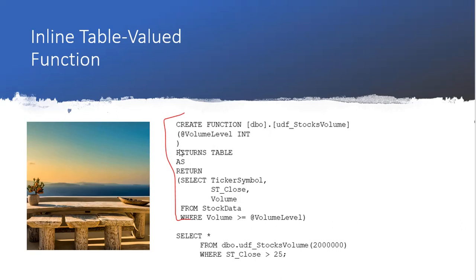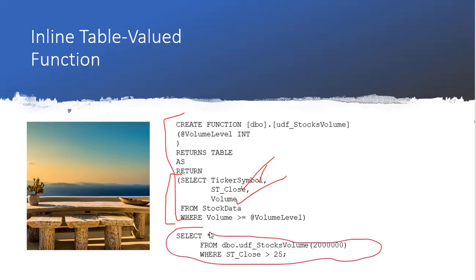This function returns a table, and here is the definition of that table. I'm selecting ticker symbol, closing price, volume, and I'm looking for those instances where the volume is greater than or equal to the number that I'm going to input. So here is the query that uses the user-defined function, or it's an inline table valued function in this case. And I put 20 million as my parameter.